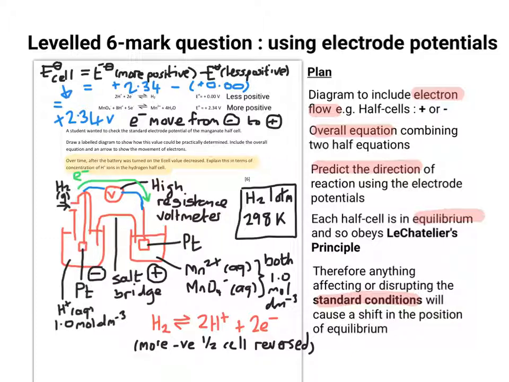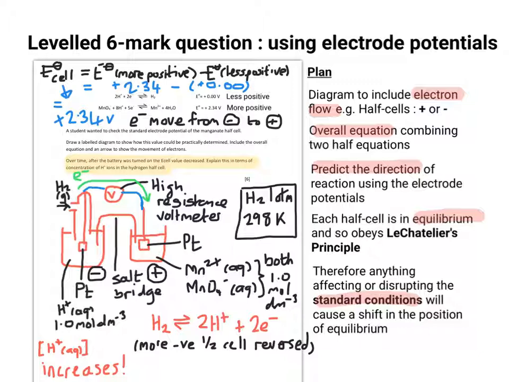So in this redox system, my hydrogen half cell is the more negative of the two, or less positive. So therefore it's reversed. So the direction that it actually moves in is from H2 to 2H+. So therefore what's happening is the concentration of hydrogen ions increases as this battery is left on.